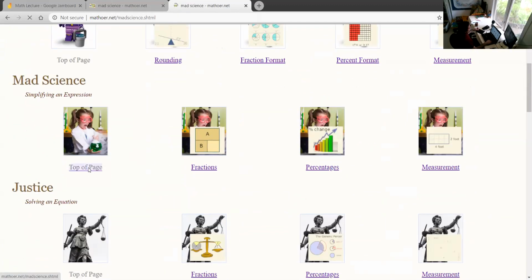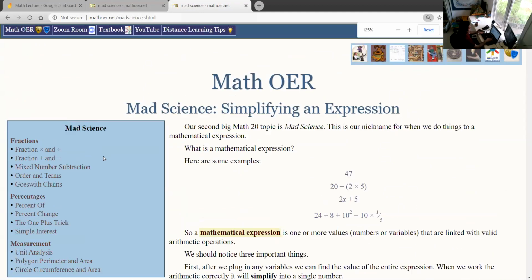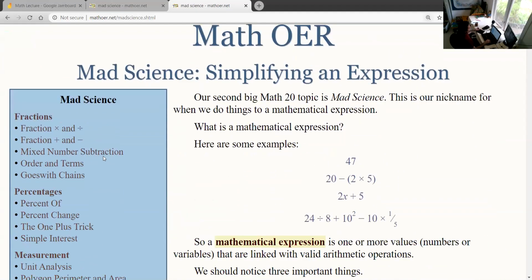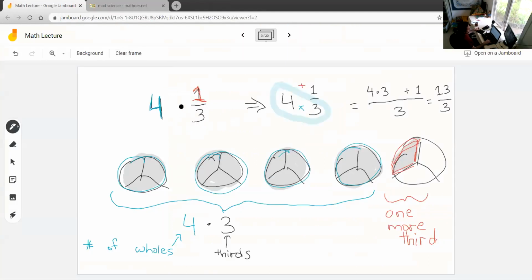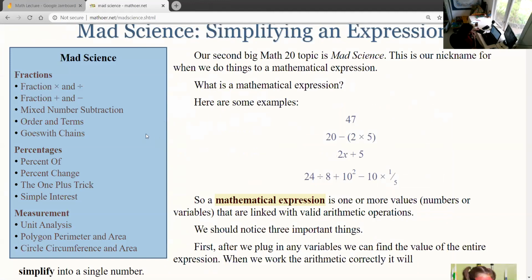So where we are is we've talked about all sorts of things with fractions, multiplying, dividing, adding, subtracting. We talked about mixed number subtraction, that you could do what we just did and make all of the mixed numbers into improper fractions. Or you could also treat it like place value if you like that better. We talked about order and terms and when the PEMDAS is useful and when PEMDAS could lead you astray if you were taught it badly.